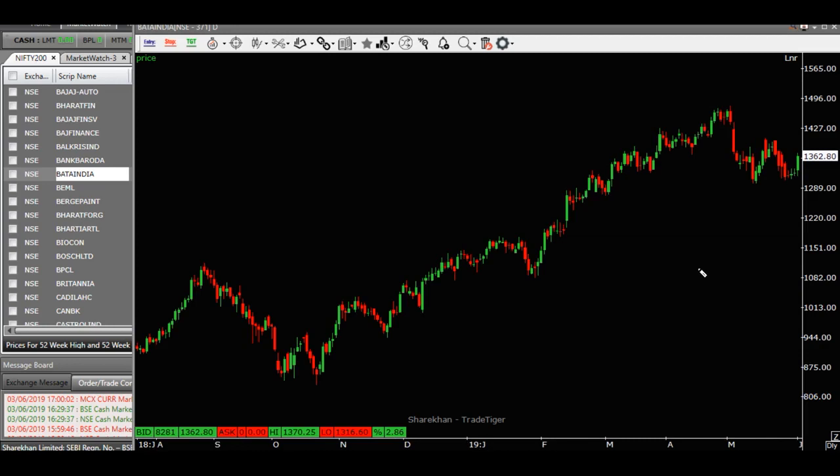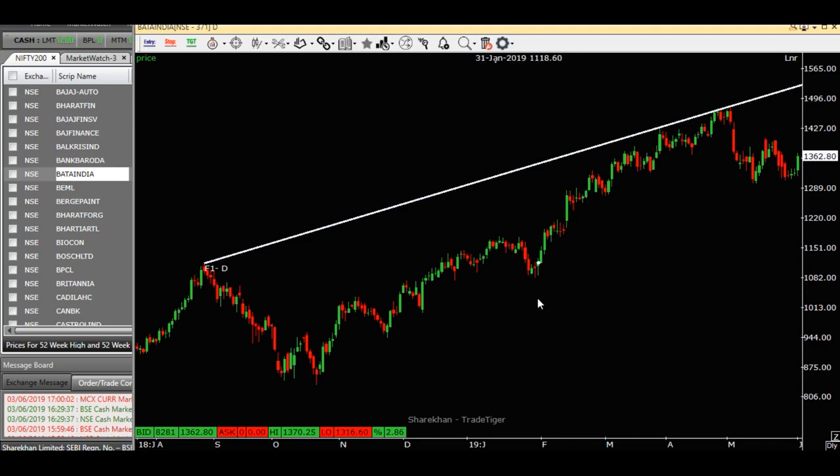Now let's look at another example. This is Bata India. You can see this entire time it was just trending up, up, up, and up. And while it was doing that, it was also forming this rising wedge pattern. You can see how it starts to narrow in, and right at the end, it breaks out. So we would enter here on the breakout. This is my first target, first swing low, and the second swing low can be my second and final target.